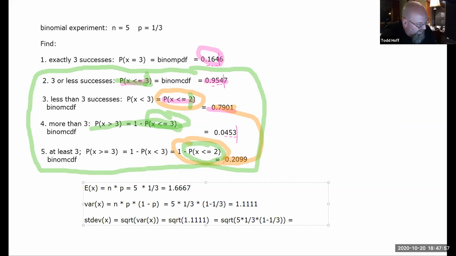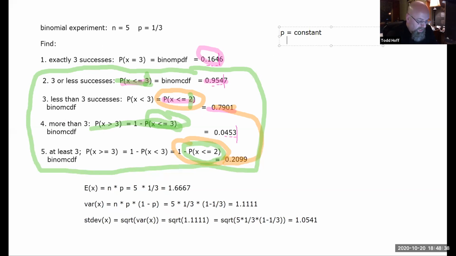Giving us, I'm going to do this off screen. I'm going to do the 5 times 1/3 times 1 minus 1/3, square root. I get 1.054, 1.0541 if I round it to 4 decimal places. So finding the mean, variance, and standard deviation of a binomial distribution is pretty simple. We have those shortcuts for it. Well, remember the binomial distribution required p to be constant.